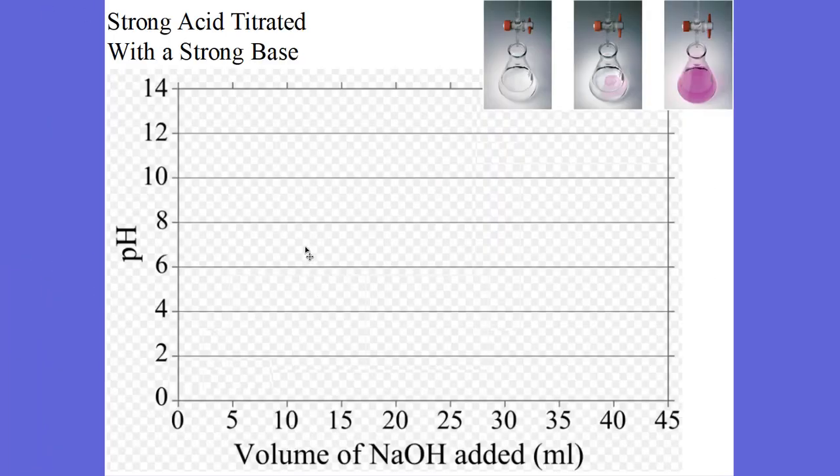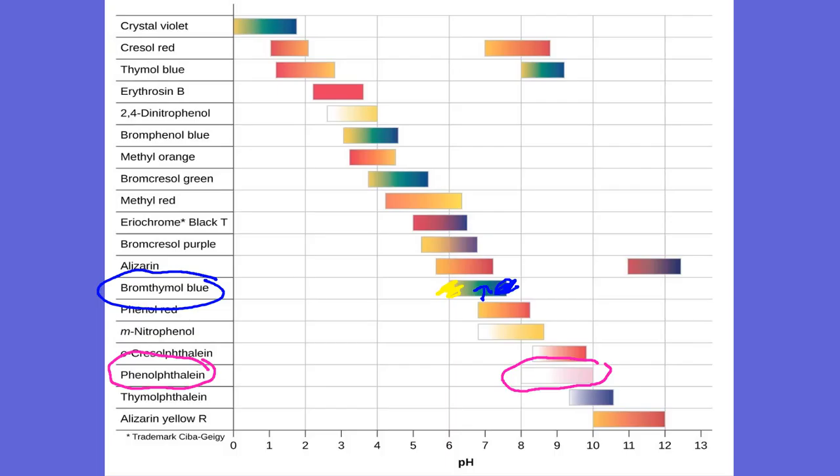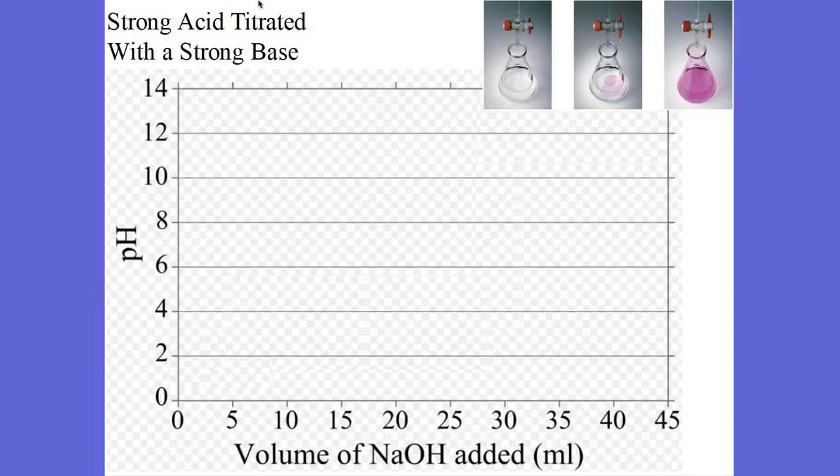Okay, so one thing we need to take a look at, we know we hit a color change when we have our end point. How would we know we have an equivalence point? We would need to do our titration with a pH meter. And so this is a strong acid at the bottom being titrated with a strong base.